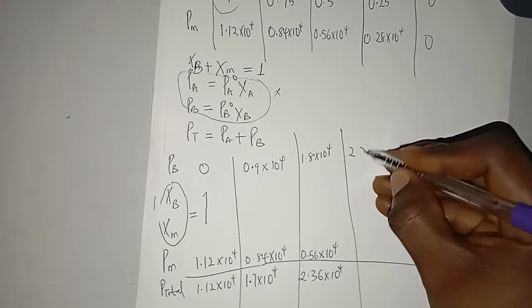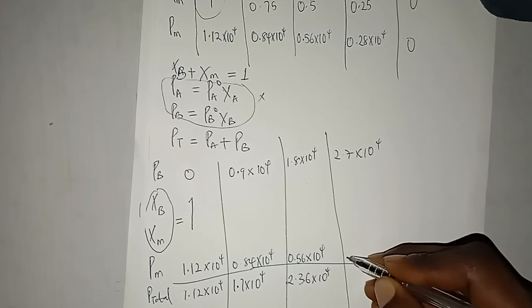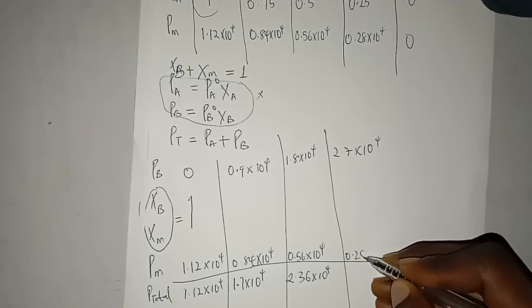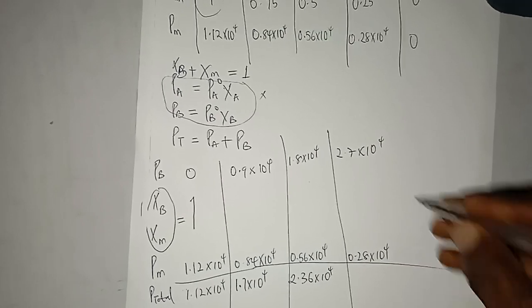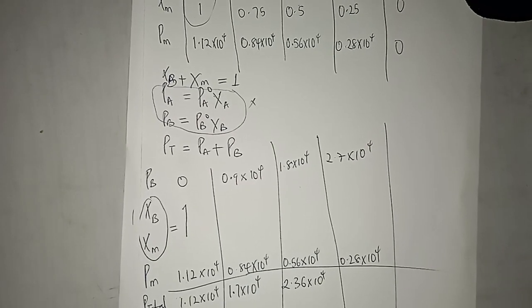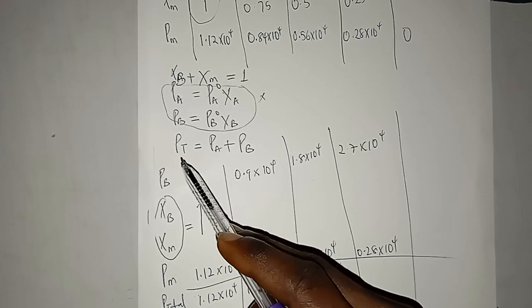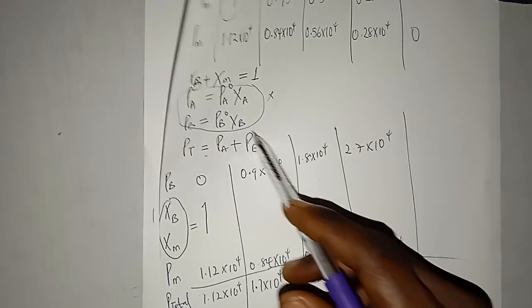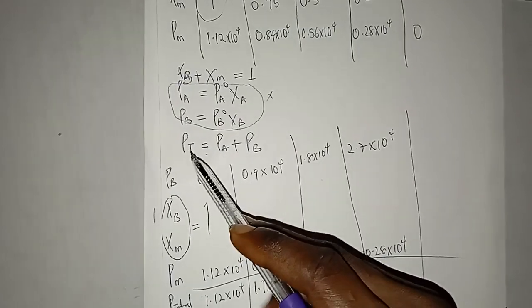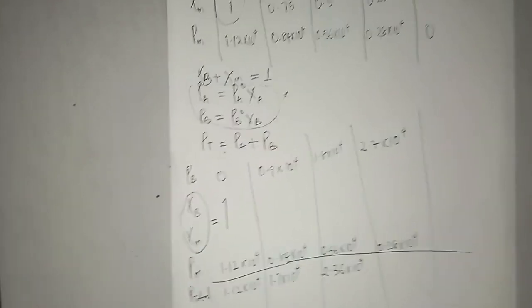So we have 2.7 times 10 raised to power 4, and then we have 0.28 times 10 raised to power 4. So we just add up. Remember we said that P total, Dalton's law of partial pressure. By the time you add up the individual partial pressures, it gives you the total pressure. So that's what we are doing everywhere. So don't worry.